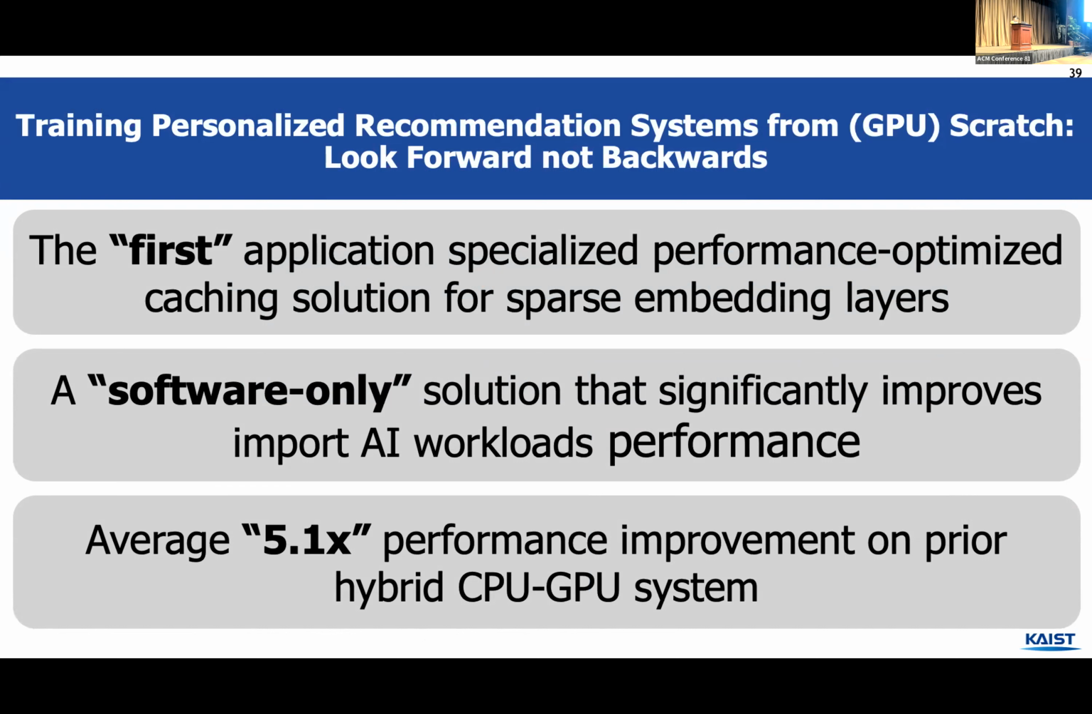To summarize the presentation, we propose ScratchPipe, the first application-specialized performance-optimized caching solution for sparse embedding layers. Our solution only requires software modification, while it can bring significant performance improvement on important AI workloads. Overall, our solution achieves on average 5.1 times higher performance than the prior hybrid CPU-GPU system.